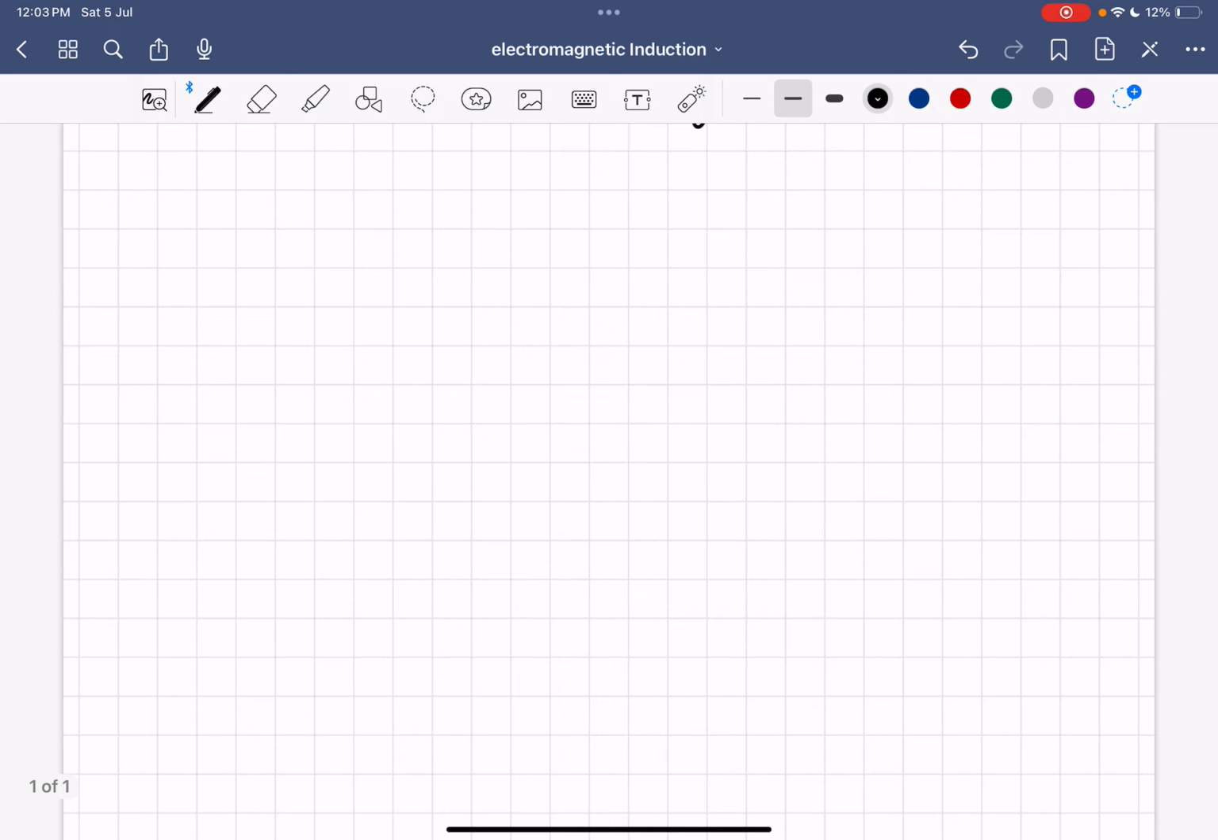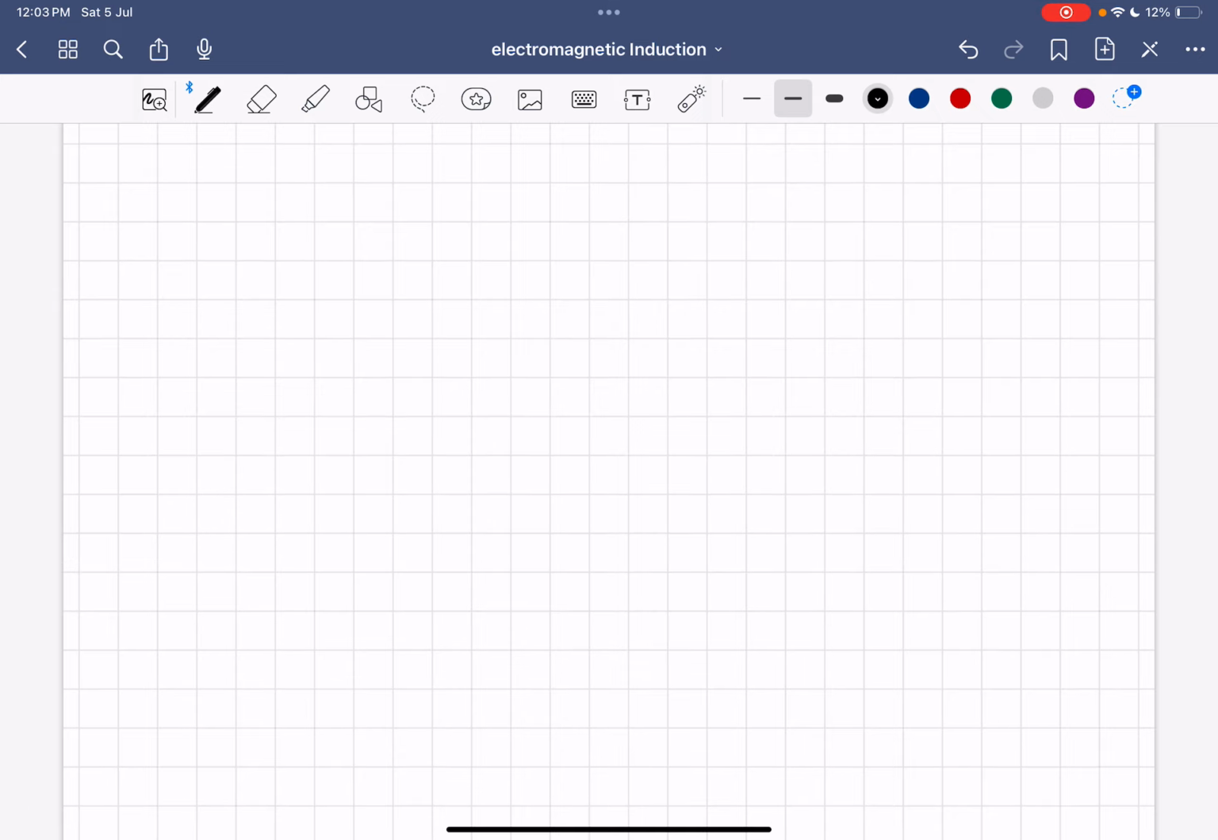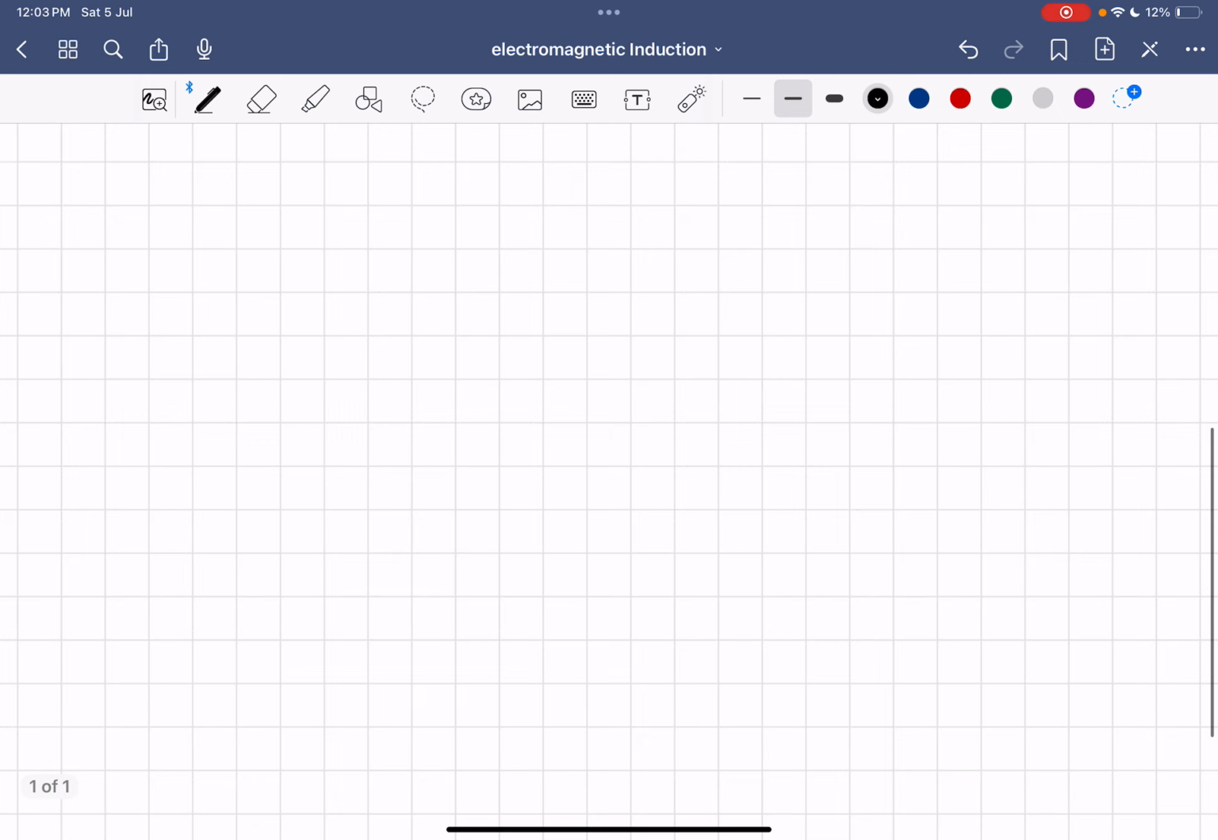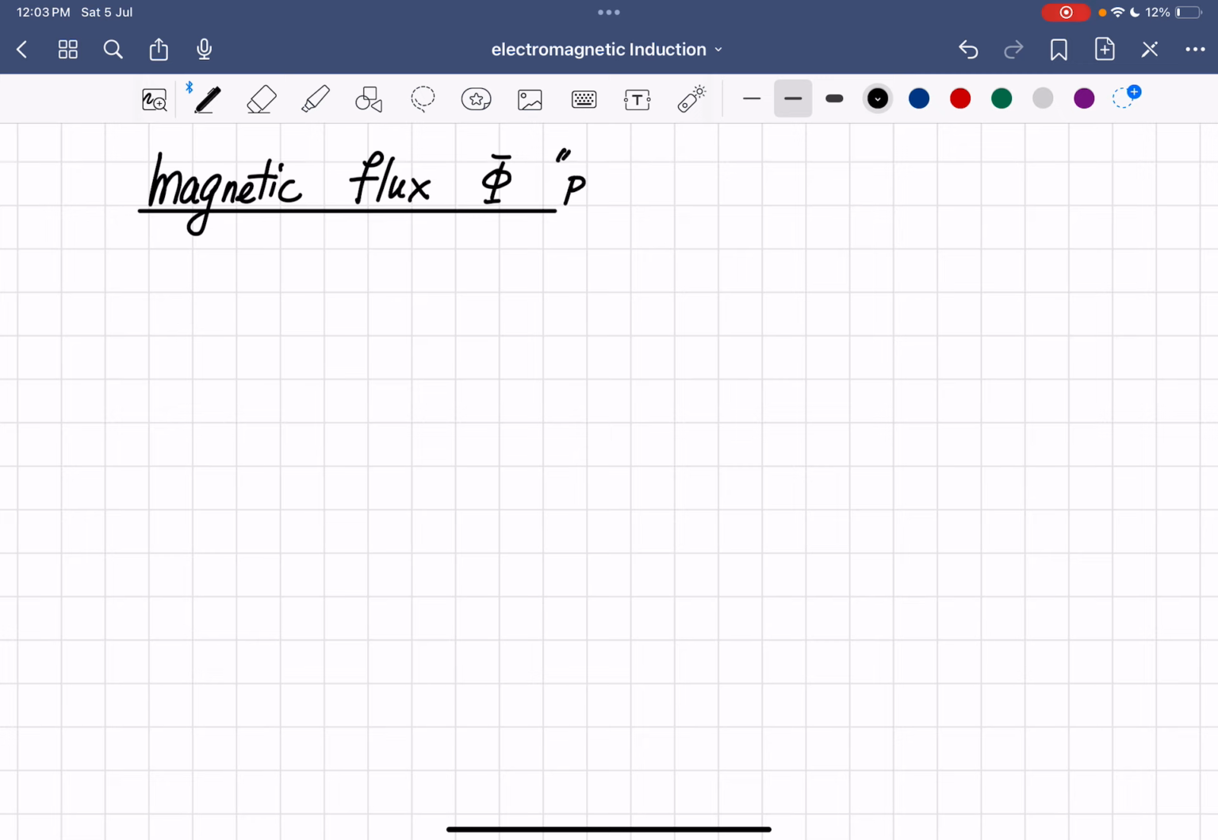So let's introduce the language we need for the mathematics. The thing we are going to talk about now is the so-called magnetic flux. The symbol of the magnetic flux is this letter, pronounced phi. The definition of the magnetic flux is the following: Phi equals B times A times cosine theta.